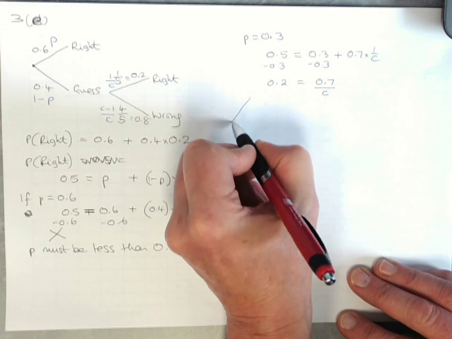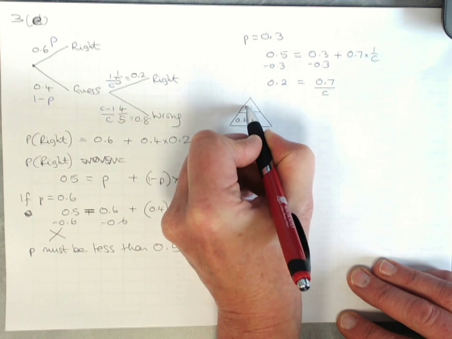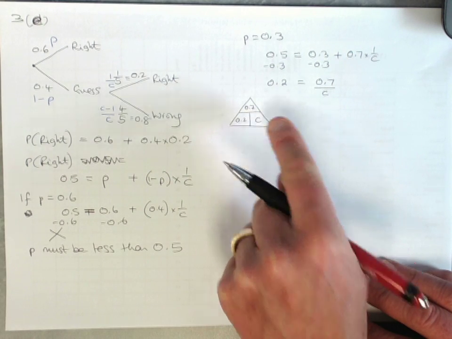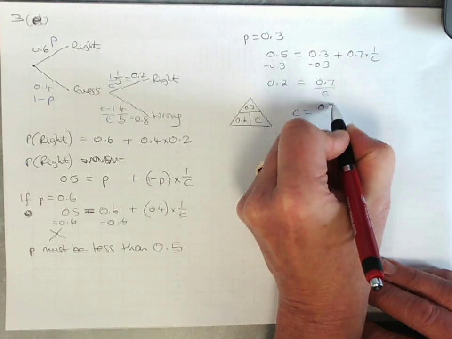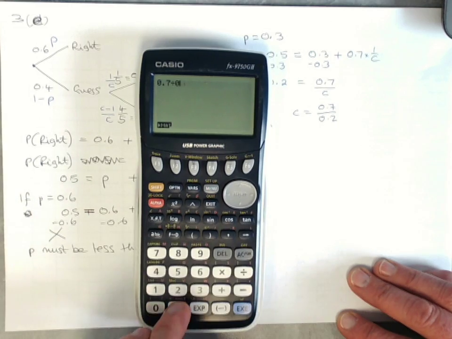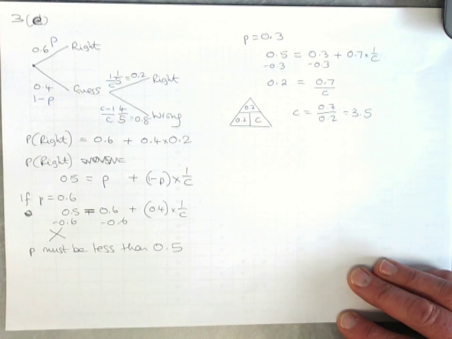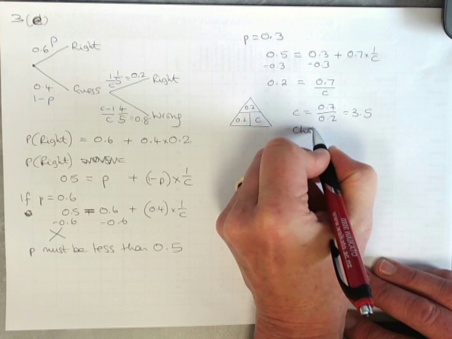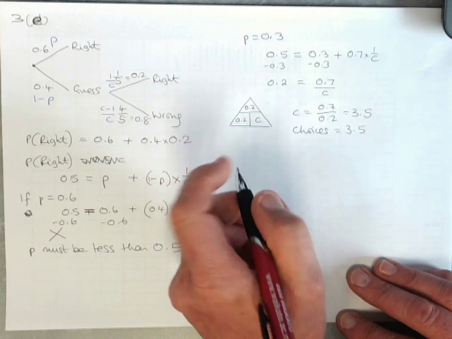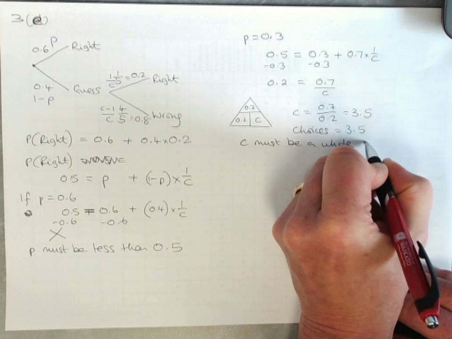Let's just check out what we do. We can use our formula triangle to see how to find C. With 0.2, 0.7 and C, to find C we're going to have to do 0.7 divided by 0.2. So C is 0.7 divided by 0.2, and that gives us 3.5. Now 3.5 is the number of choices. You can't have 3.5 choices. C has to be a whole number. So this option is not going to work.